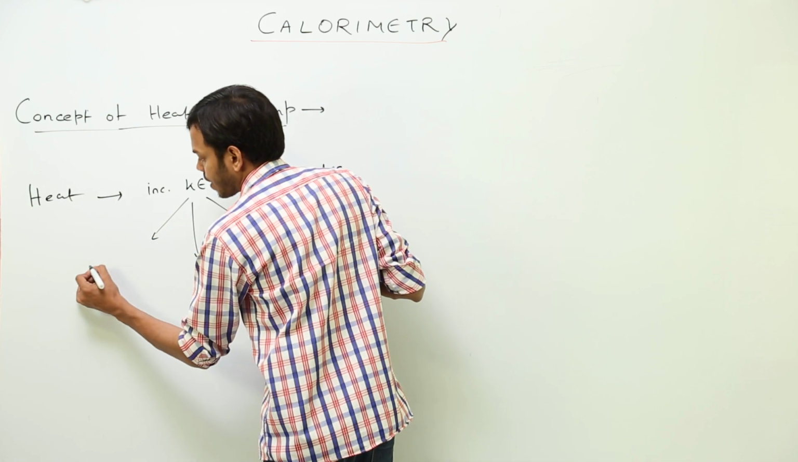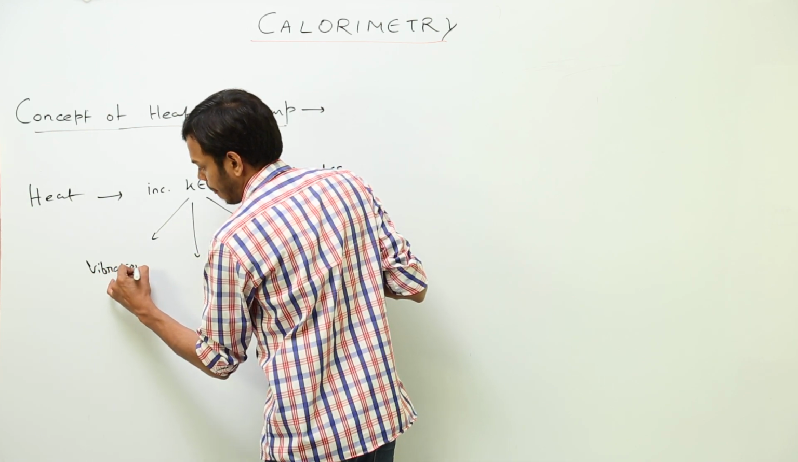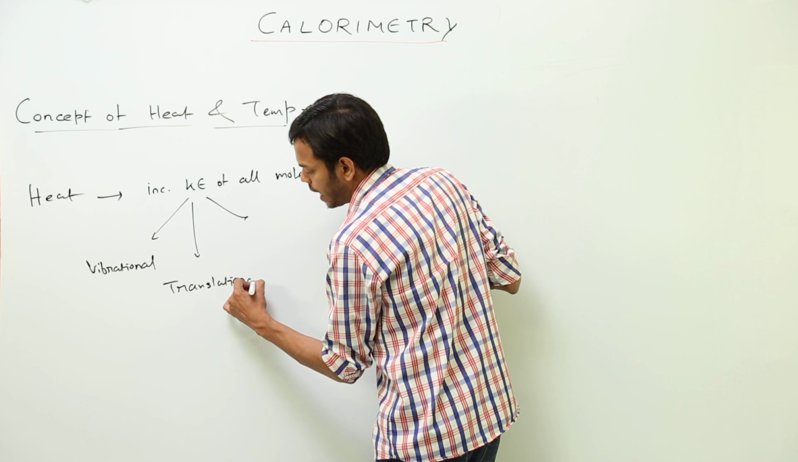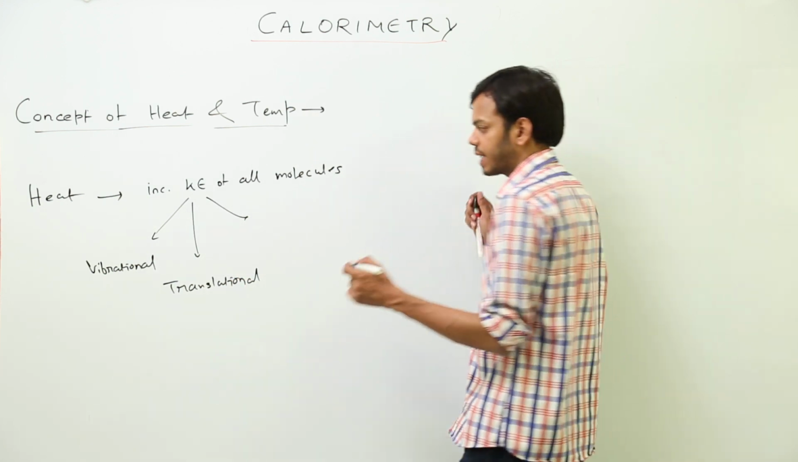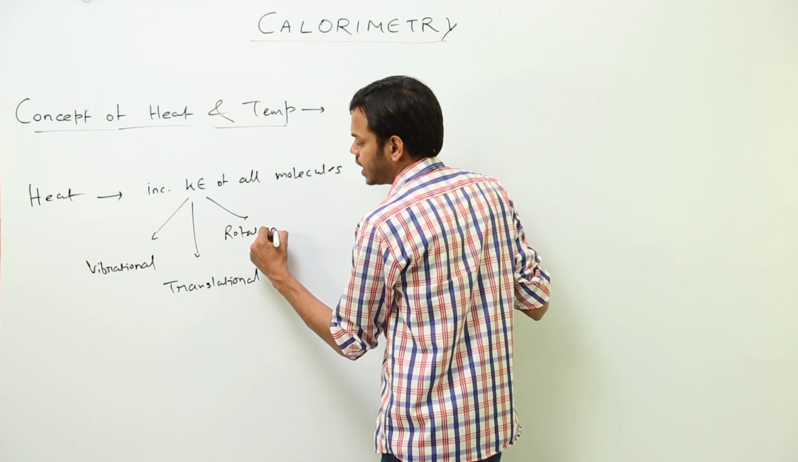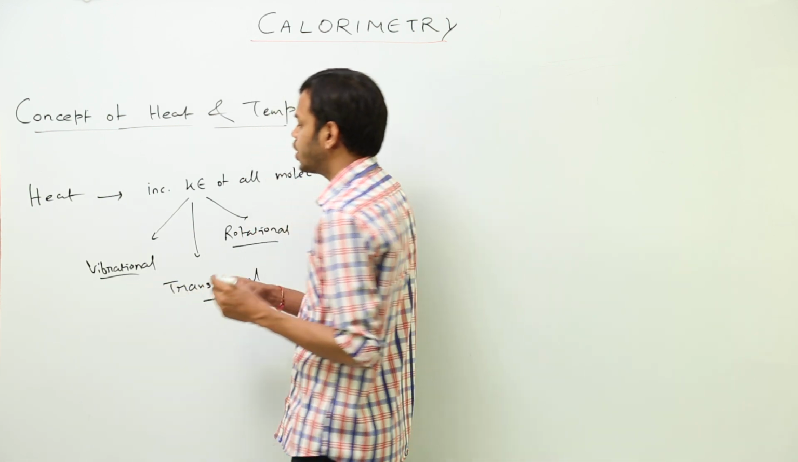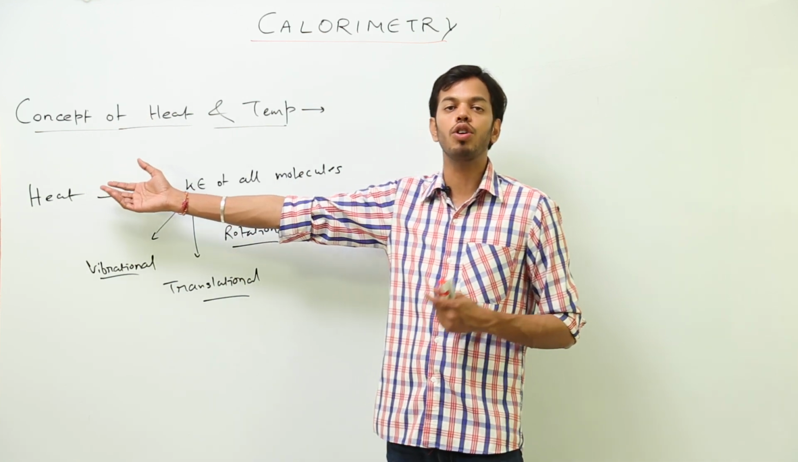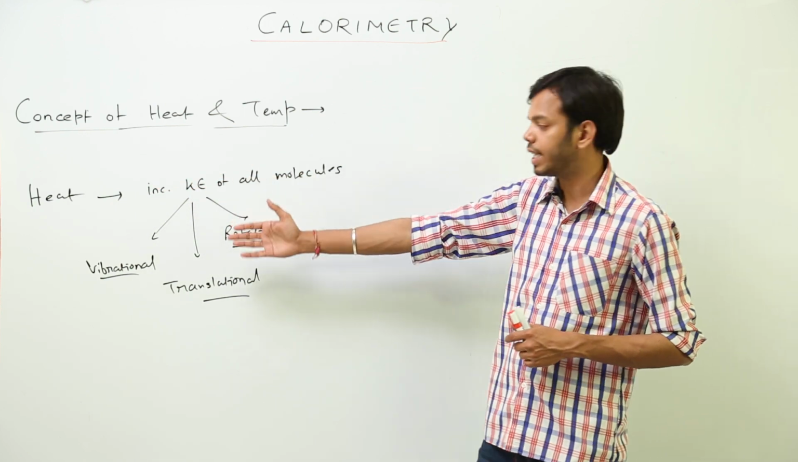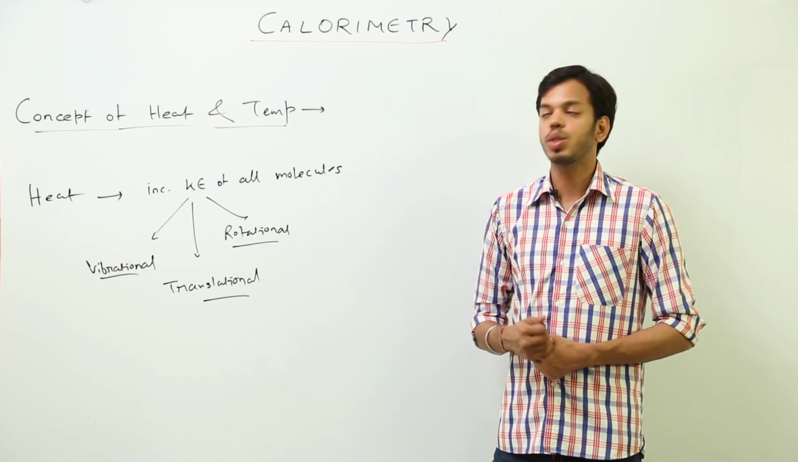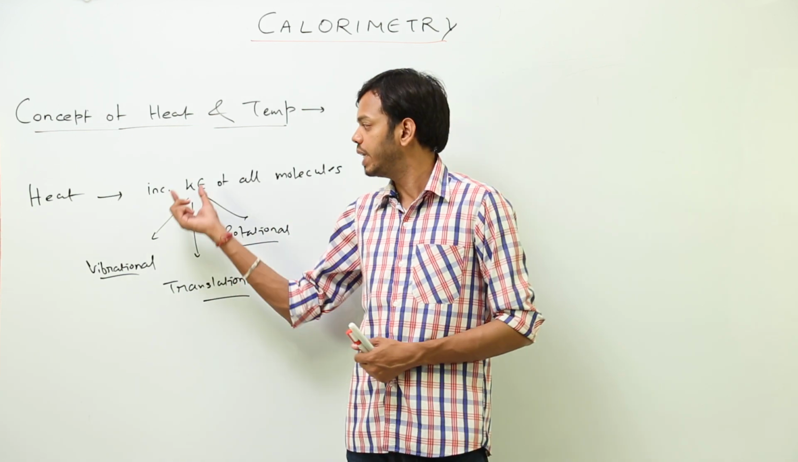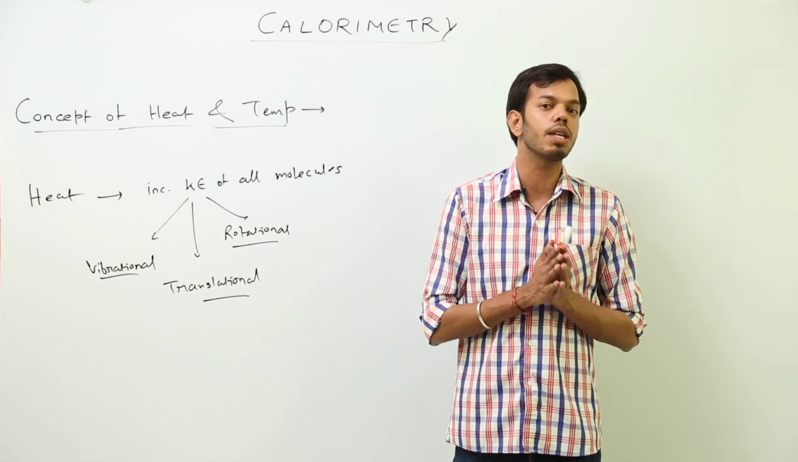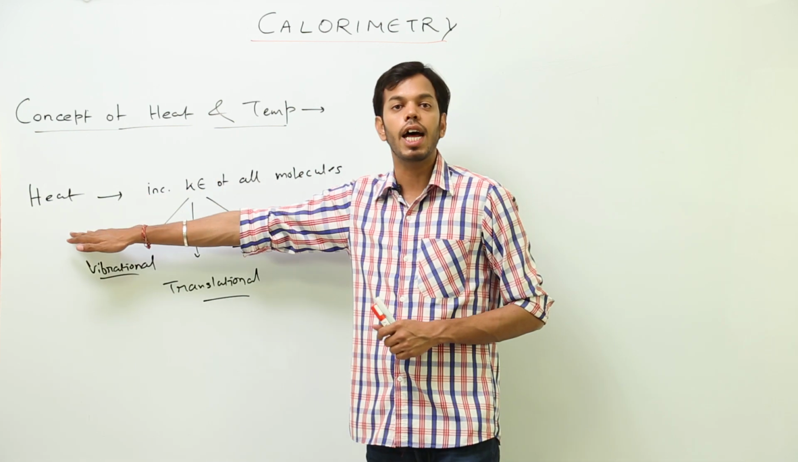The kinetic energy associated with these molecules can be in three forms. It can be vibrational, it can be translational, and it can be rotational. These three types of motion are associated with the molecules of a body, and when you provide heat to the whole body, the kinetic energy, that is, all these types of motion, increases. So the definition of heat comes out in terms of kinetic energy: heat is the average kinetic energy associated with all the atoms and molecules of a body, because heat is directly giving them the energy.